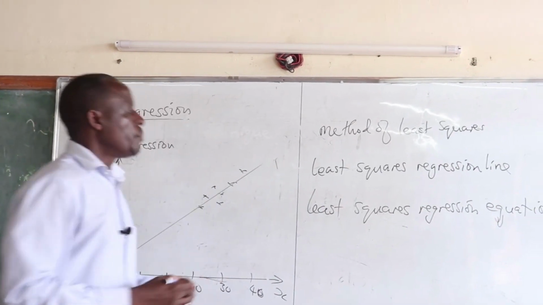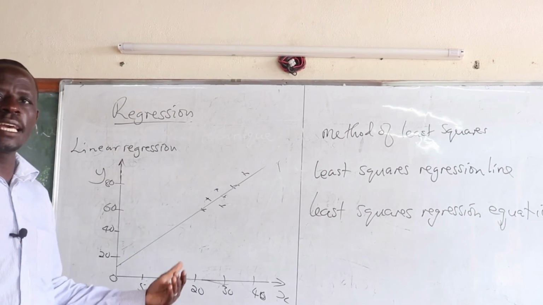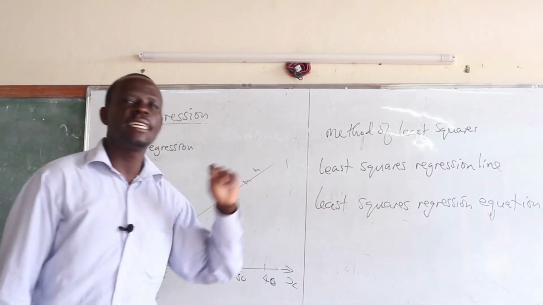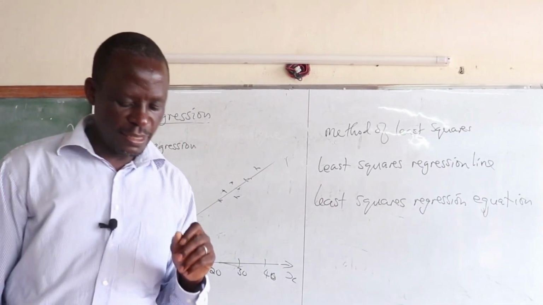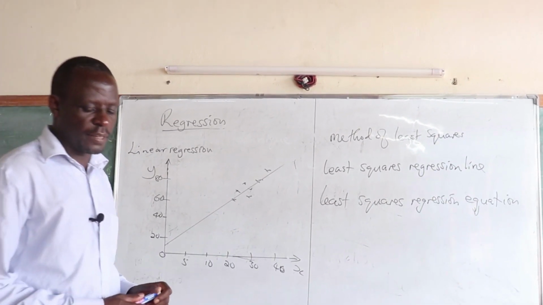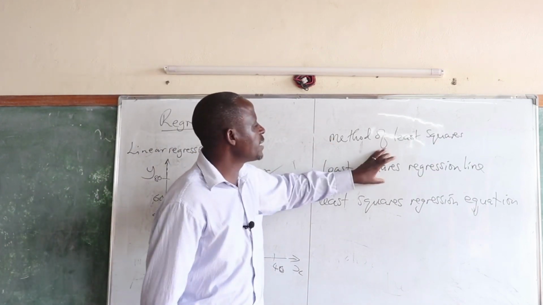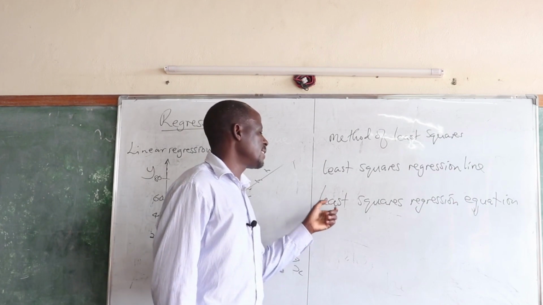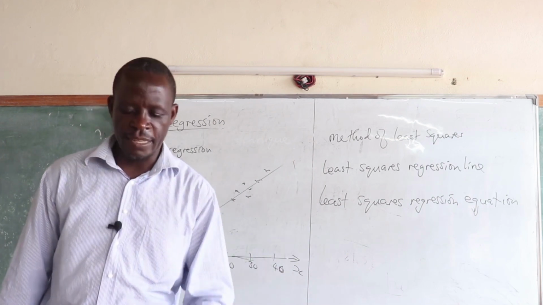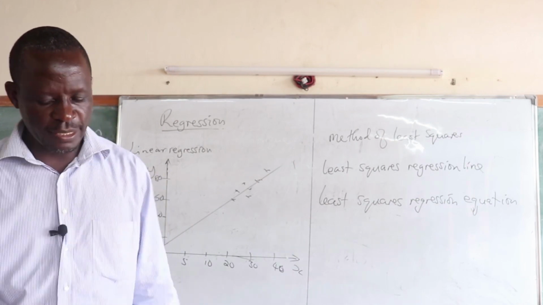So we are saying, mathematically, we can use the method of least squares to come up with the least squares regression line. And the relationship of variables can actually be determined by using the least squares regression equation. And this particular least squares regression can be represented graphically by the least squares regression line. So the least squares regression line is used to present the least squares regression equation in the data set graphically. So, why do we need to do this?